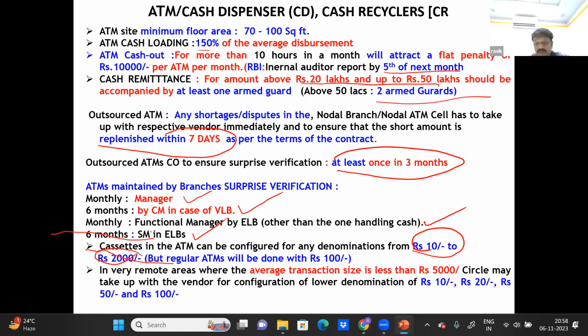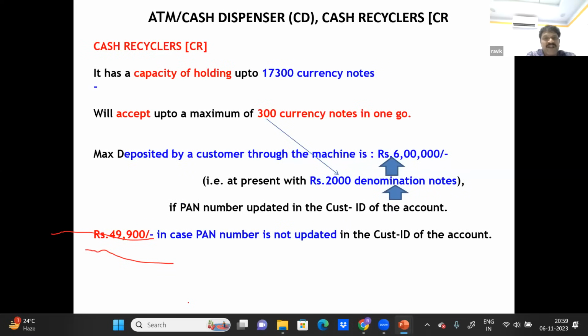Now, when will we use this 10 rupees? Let us see. If in a remote rural area the average transaction size is less than 5,000 rupees, very remote place, poor people are there, they are not drawing 1,000 or 2,000, then they need change, no? So here the bank decided that we will request the vendor to configure 10 rupee, 20 rupee, 50 rupee, 100 rupee notes. Because we are in cities, we always keep more than 100. If the ticket size of transactions is less than 5,000, then the ATM can be kept with 10, 20, 50, 100 also.